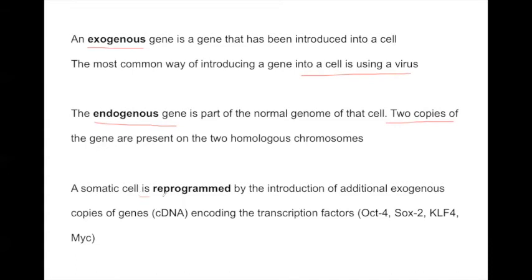A somatic cell is reprogrammed by the introduction of exogenous copies of genes, cDNA. Remember, cDNA is the DNA copy of the coding RNA. So we introduce cDNA that encodes the 4 transcription factors. So we add them back to the genome. Because of course, in a differentiated cell, the copies of these genes are silenced. So we need to introduce active copies of these genes to initiate the dedifferentiation process.